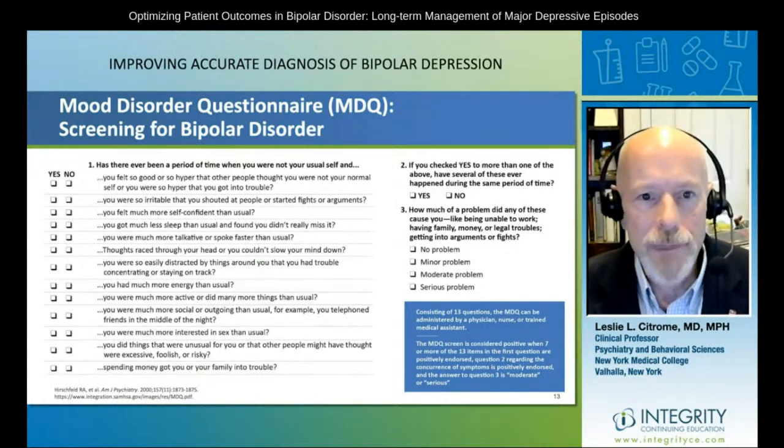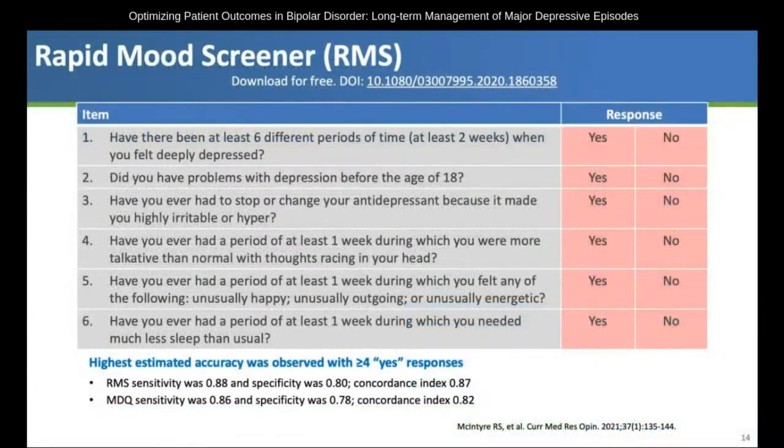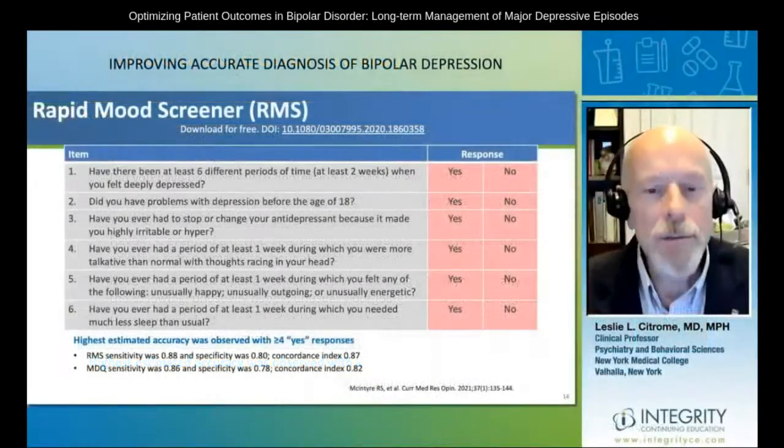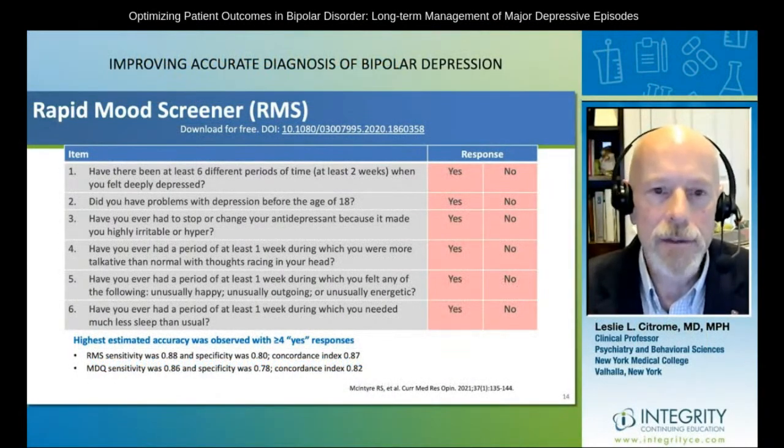So there's another way that is being developed called a rapid mood screener, 6 items. And these 6 items have been identified as being quite distinctive as helping distinguish between unipolar and bipolar depression. The sensitivity and specificity was actually quite good. And compared with the mood disorder questionnaire, I think it's going to be a reasonable competitor to the MDQ. But we don't know much about the RMS. It is new, but it may be better adopted because it's easy to complete. It's brief.